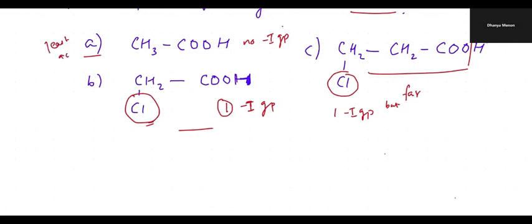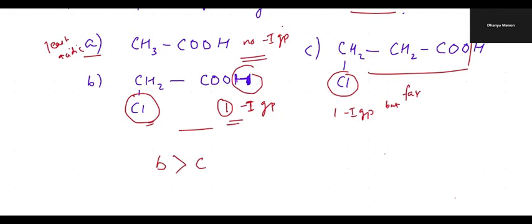Why least acidic? Because there is no minus I group. So A is least acidic, so we have to compare between B and C. Between B and C, B will be more acidic because it has minus I effect and it is near, right? So B will be more acidic, followed by C.